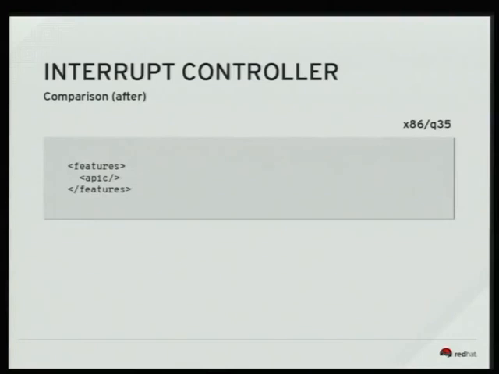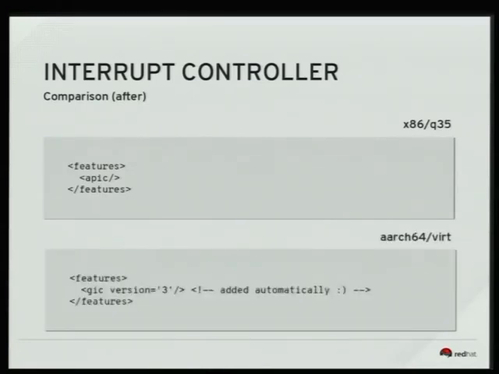So if we now compare, again, we have APIC on x86, and we have the same XML as before, but now it's been added automatically for you by libvirt. So you don't have to worry about it for once. Unless you want to. Of course, you can override that choice if you have very good reasons to do so.